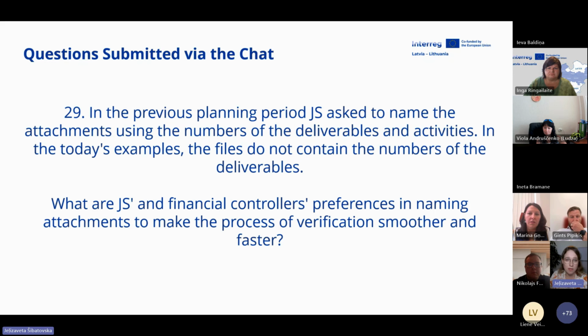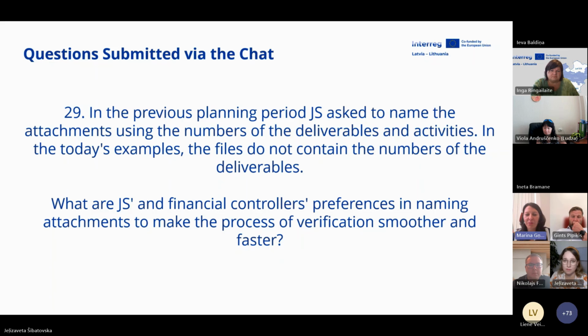In the previous planning period, GS asked to name the attachments using the numbers of the deliverables and activities. In today's example, the files do not contain the numbers of the deliverables. What are GS and financial controllers' preferences in naming attachments to make the process of verification smoother and faster? I will answer this question.